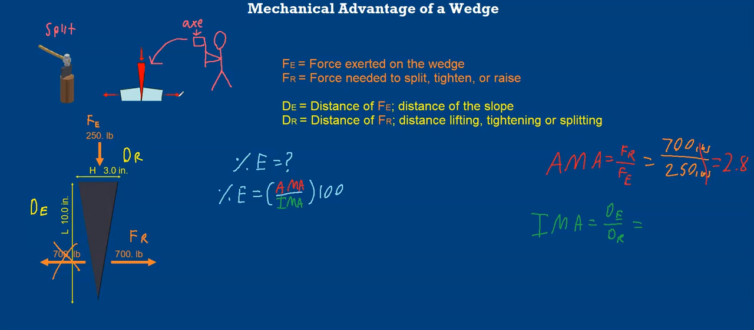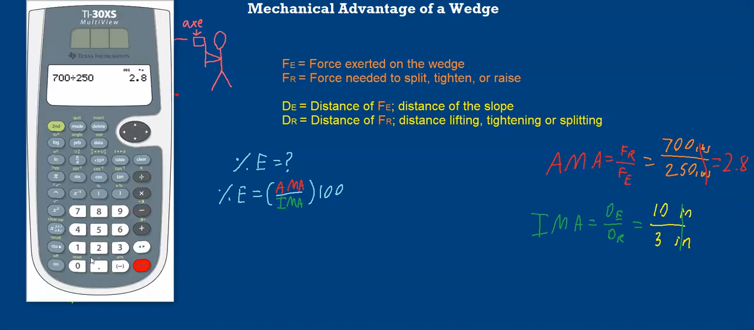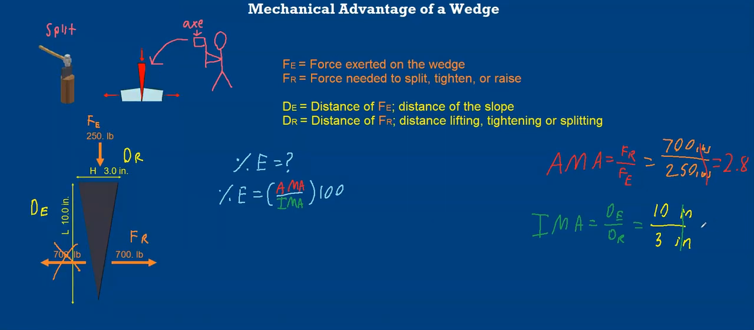We know both of those numbers as well. We know our DE is 10 inches, whereas our DR is 3 inches. Inches cancels out, and to figure this out, we'll plug this into our handy-dandy calculator. 10 divided by 3 is 3.3 repeating. So we have an IMA of 3.33 repeating. With that, we now know the numbers we need to solve for our percent efficiency. It was just the AMA and the IMA.